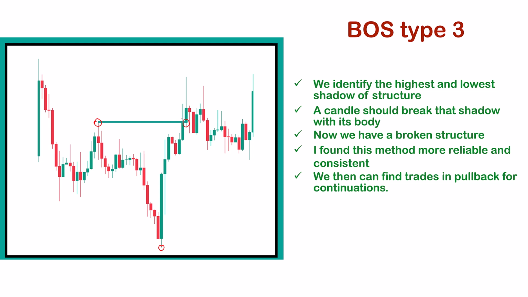So it is a little bit different from shadow to shadow. It is shadow to body. So this shadow should be taken out with this candle's body, or if this candle has its body here. Then we try to ride the trend in this leg from this point to this point, and we try to catch the higher lows.